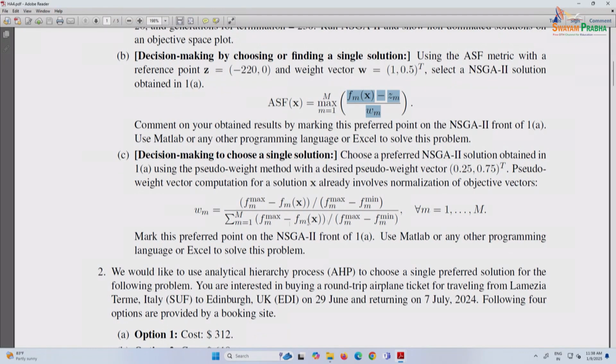Yeah, this one you see is already normalized, so you don't have to. Here my target is 0.25, 0.75 as pseudo weight. So for every point that you found, there will be a pseudo weight coming out from this equation, and then you see which one has the closest Euclidean distance from here, and that's the one you pick and show it on that plot.